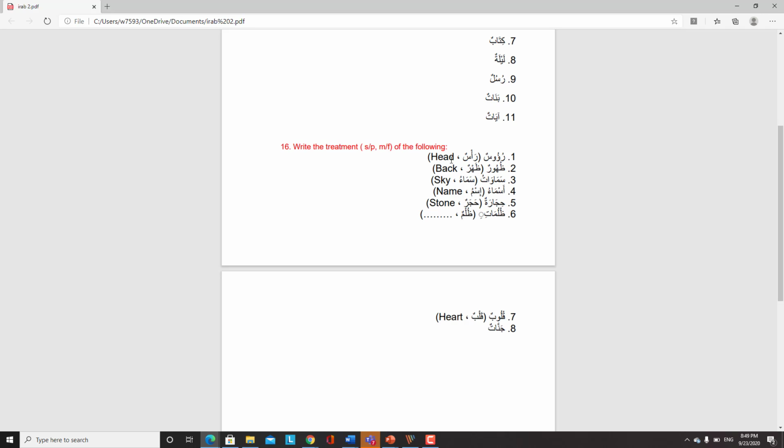So here we have a few isms and we have to write whether they are singular or plural, and masculine and feminine, like we have to write the treatment. So for example, ru'usun. We have singular words here in the bracket. Ra'sun means head. So ru'usun is plural. So what is the treatment of this ism? Since ra'sun is a non-living thing, it will be feminine.